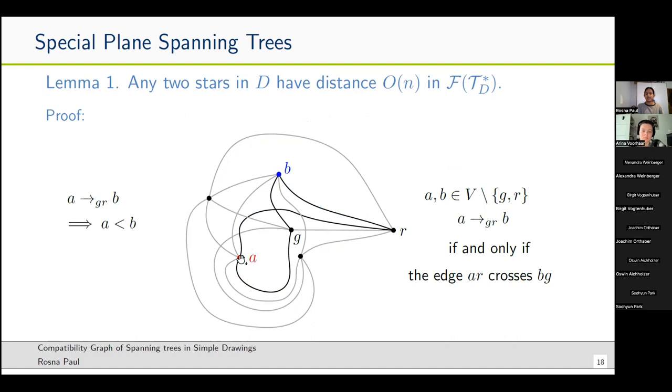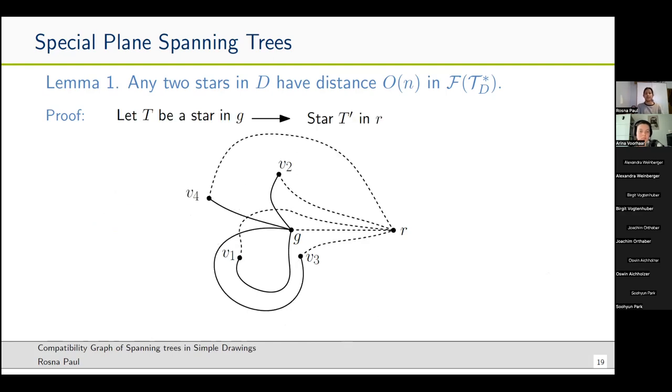So the vertex A from the star of R is crossed by the vertex B from the star of G. And if A is related to B, I call it A is less than B. So in this way, I order the vertices of the graph. And what I do later is that, so this is a sample ordering of the vertices.